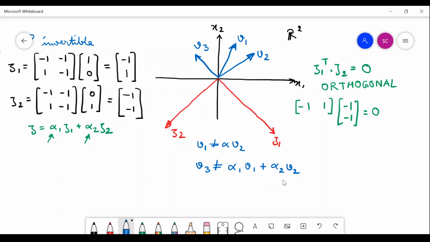But you know this, that if we have a vector in the same plane as the other two vectors, this is having some x1 and some x2 coordinate, this is having some x1, this is having some x2. Always you can express this particular x1 in terms of the x1 of v1 and v2.